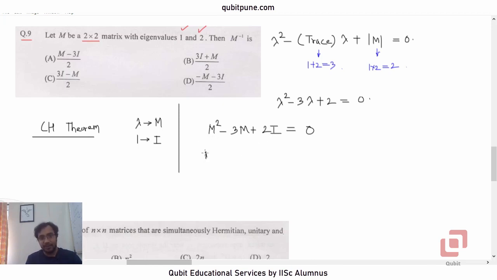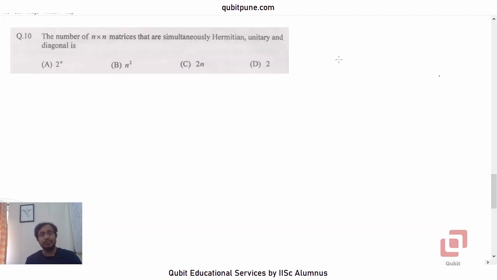Next, let's pre or post multiply both the sides by M inverse. So M squared will become M, M will become I, and I will become M inverse. The null matrix will remain as it is. Now rearrange the terms. First of all, send M and 3I to the other side. Negative 3I, so positive 3I, positive M, so negative M. And on this side you still have 2M inverse, so M inverse will be 3I minus M divided by 2. That is option C. It's a fairly simple question.